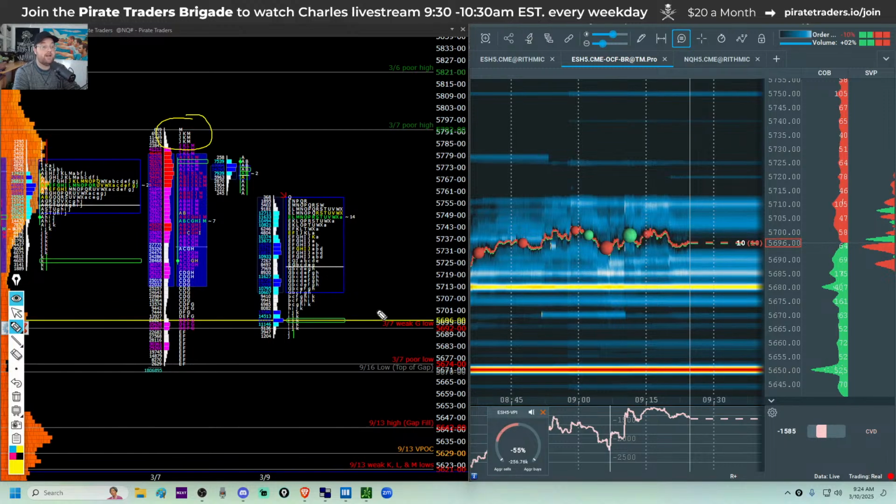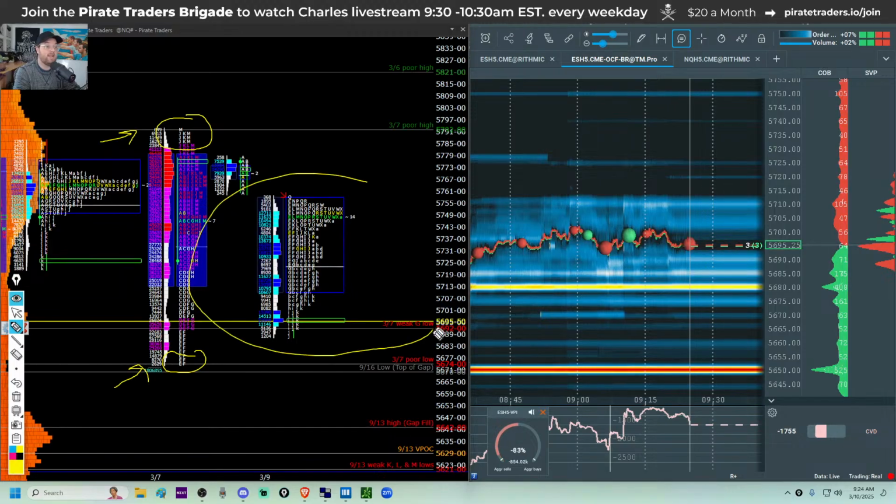If I'm bearish and my bias is to the downside, then I'm going to be targeting that poor low, because one of these two is going to get repaired today. Okay. The odds that we just do nothing but go inside yesterday's range are pretty slim because we have a poor high and a poor low.